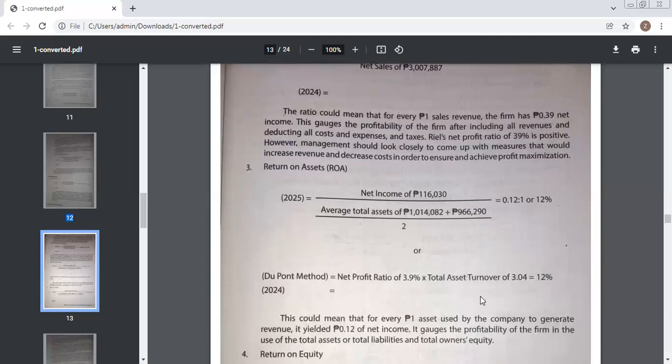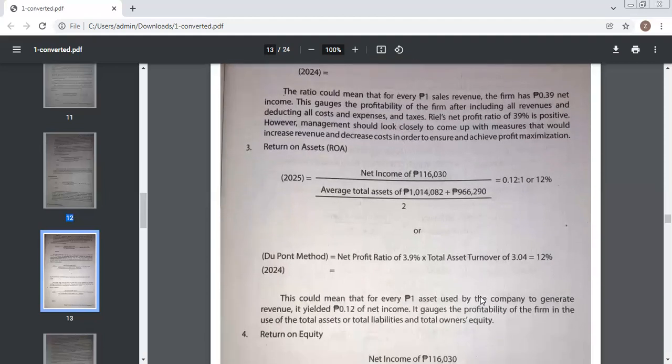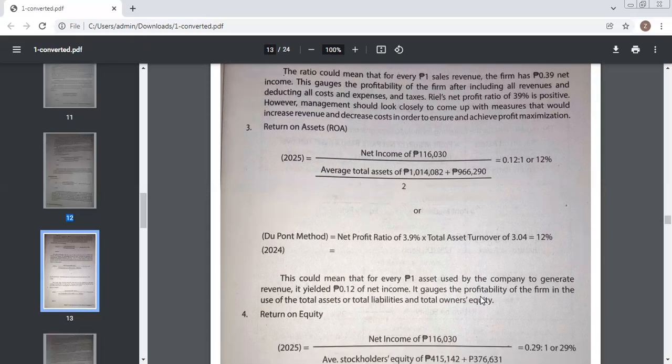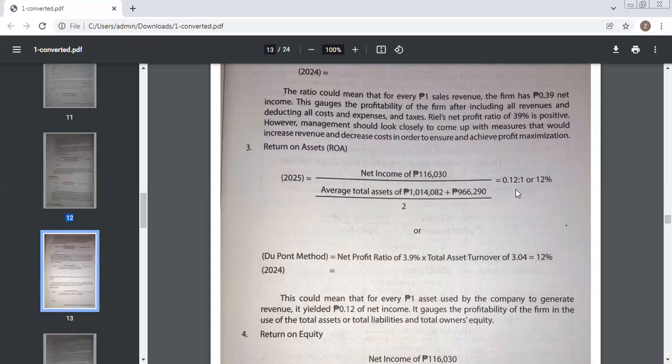Next is return on assets. So the formula is net income over average total assets, which is the sum of the beginning and ending total assets over 2. Given is net income of 116,030 pesos over the average total assets of 1,014,082 pesos plus 966,290 pesos over 2. So the answer is 12% or 0.12.